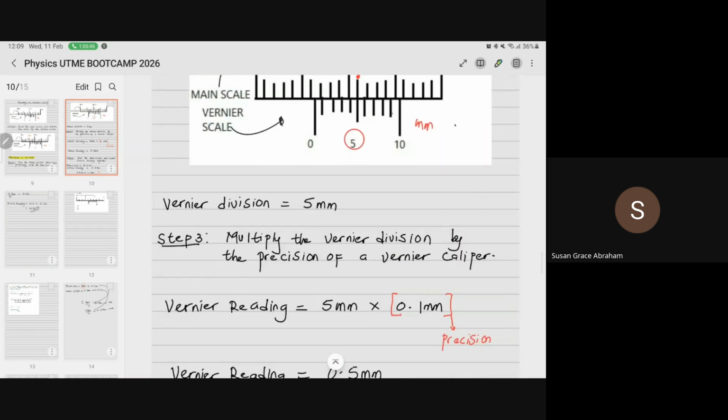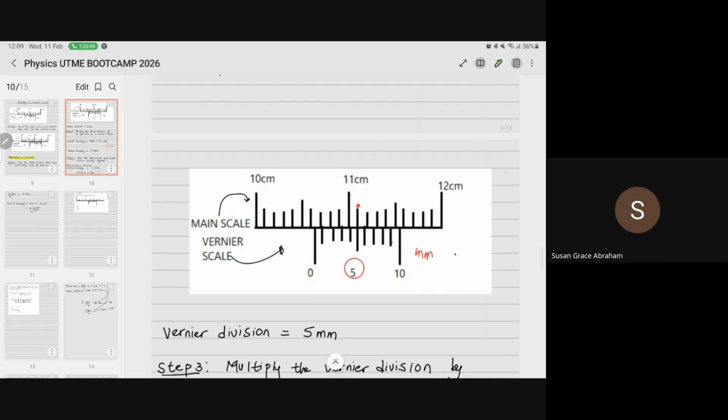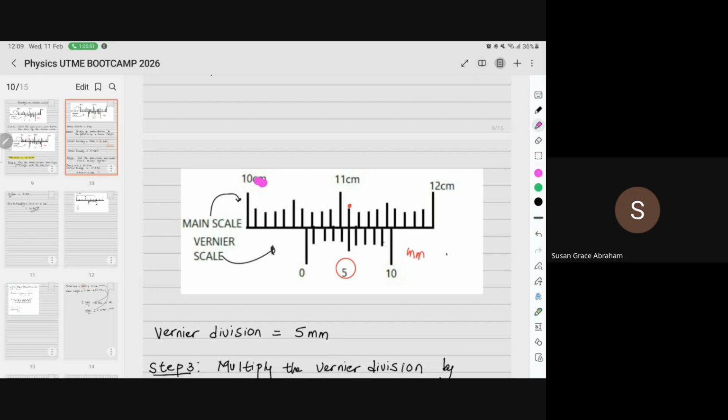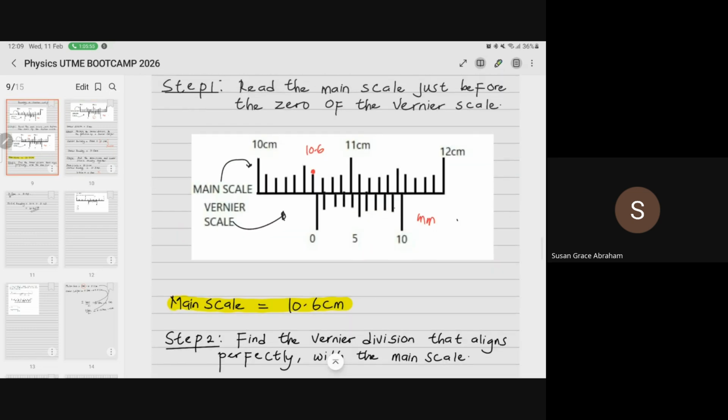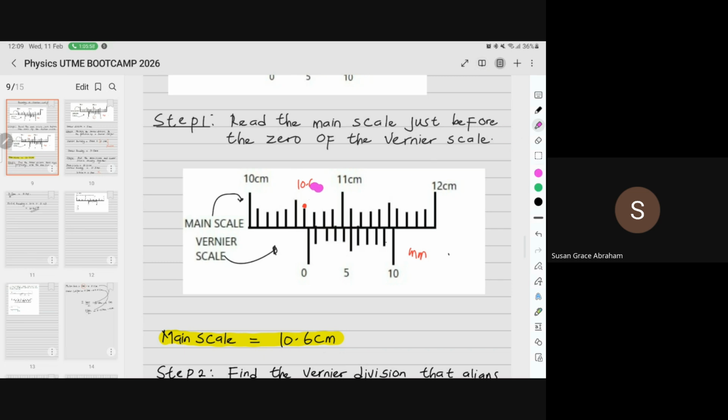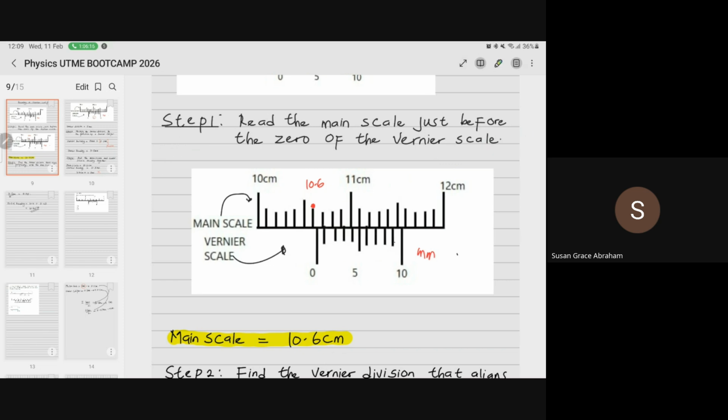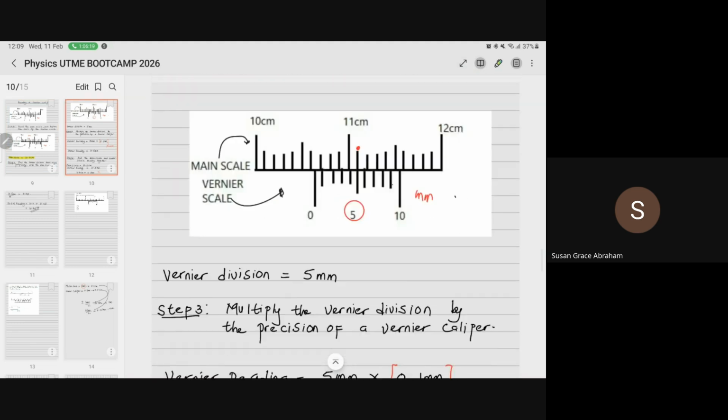But if I'm doing this vernier scale, look at what I'm going to do without all these steps. What's the value for the main scale? 10.6, so I will write 10.6. What is the value for the vernier scale? I will write 5. But don't follow this pattern for now. I want to show you. I repeat, don't follow this pattern for now. So when you check, you realize that we have 10.6 centimeter.